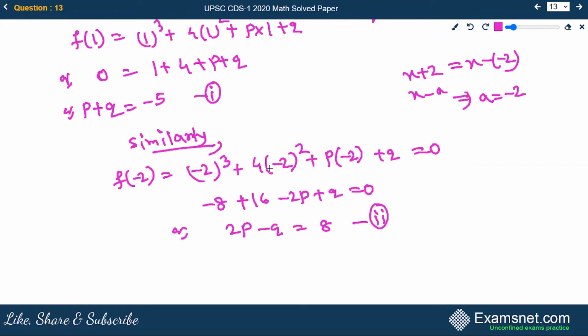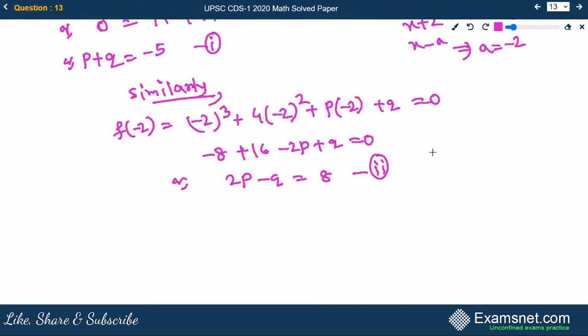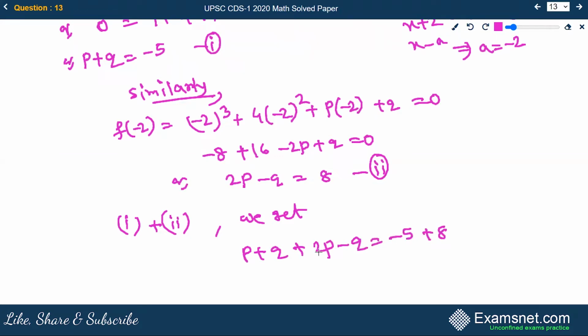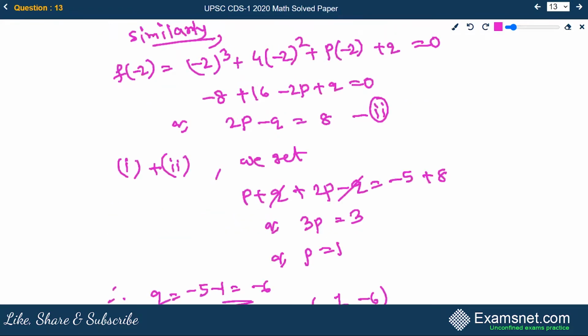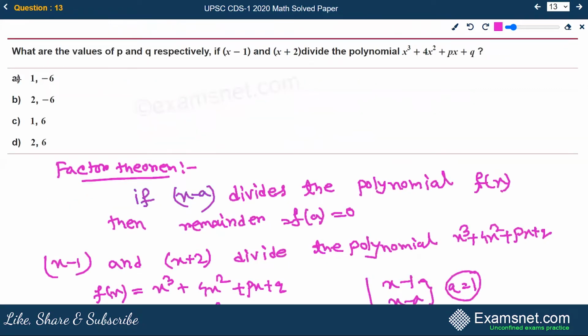Now from 1 and 2, if we solve, then we will get the value of p and q. Let's add 1 and 2. We get p plus q plus 2p minus q equals to minus 5 plus 8. So 3p equals to 3, or p equals to 1. Therefore, q equals to minus 5 minus 1, minus 6. So hence the values of p and q are 1 and minus 6. Here option A is the correct answer, 1 and minus 6.